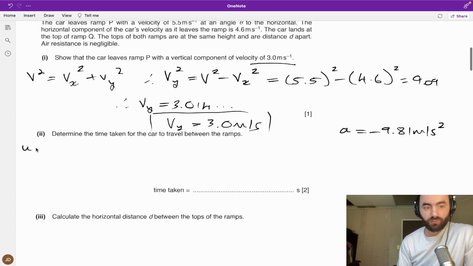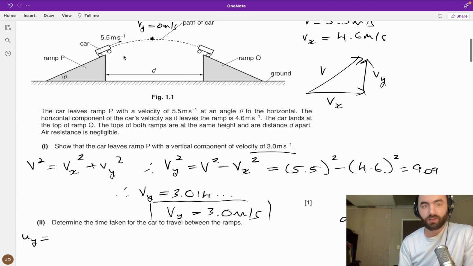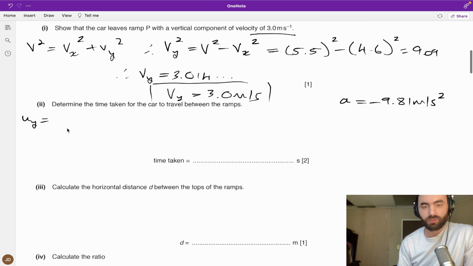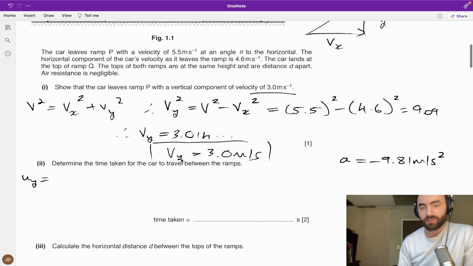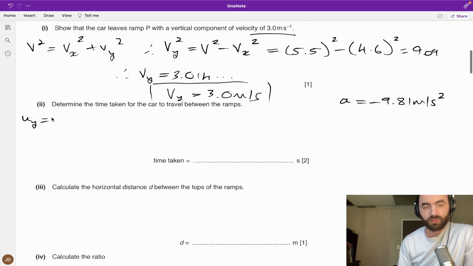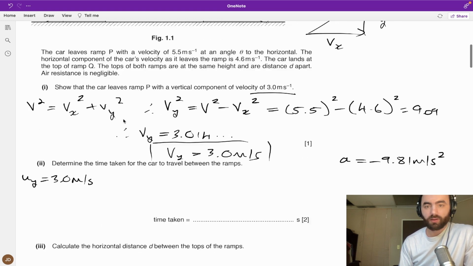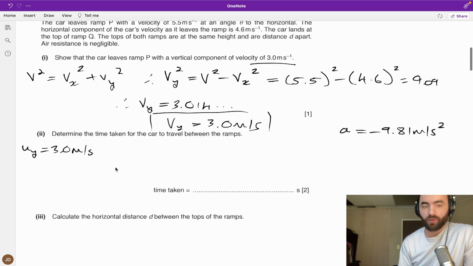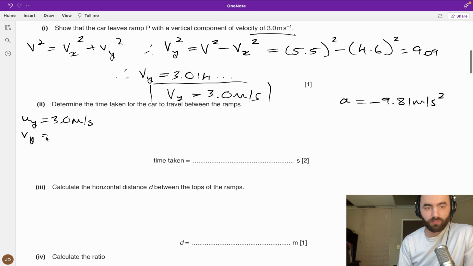So our initial vertical component of our velocity as it leaves the ramp is equal to, as we found before, u, meaning initial velocity, so it's 3.0 meters per second. And our final velocity will be 0 meters per second at the top of its flight. We have the acceleration due to gravity as minus 9.81 meters per second squared.